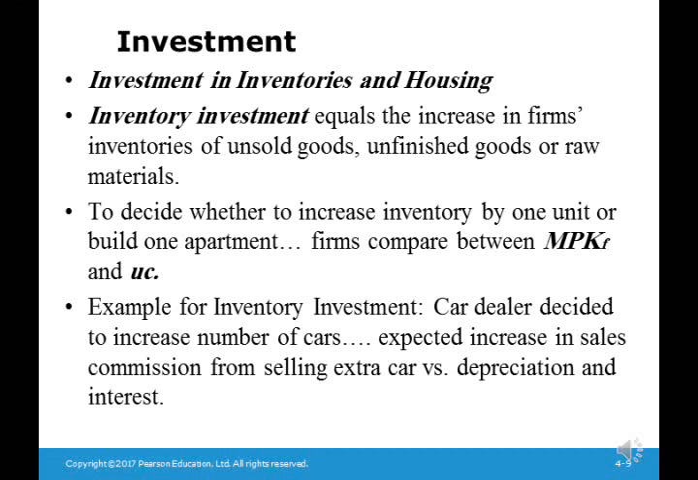How can he tell if it is in his own benefit to increase the inventory? Simply by comparing the marginal product side. The marginal product side, or the benefit side, is represented by, for example, increasing the supply, having the flexibility in satisfying the demand, increasing the commissions for selling extra cars, versus the cost, the user cost.